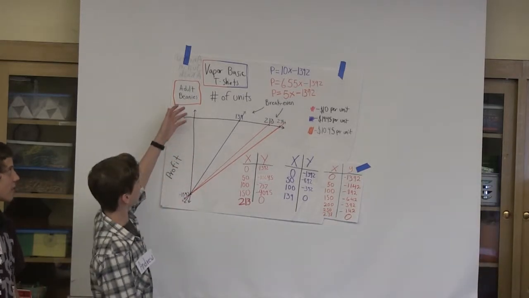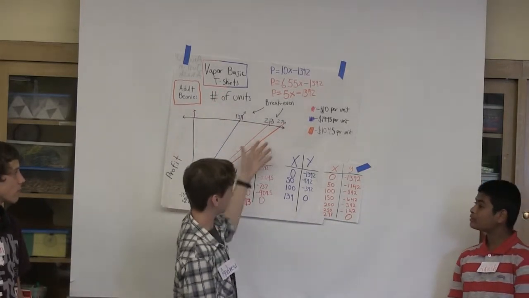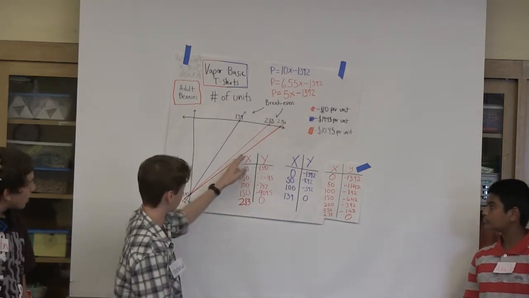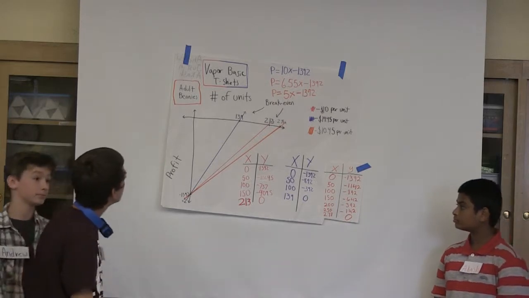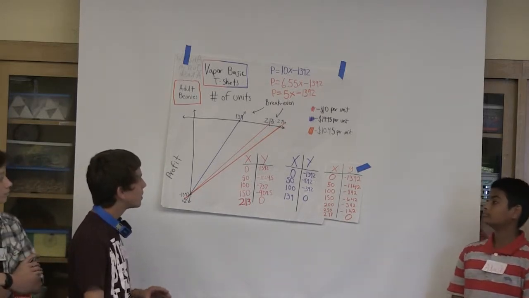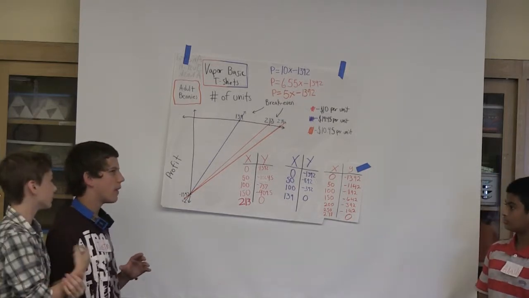Okay, so we're selling Vapor Basic T-shirts, and that's the blue, anything in blue and red, and then the adult beanies is the orange. The original price for Vapor Basic T-shirts is going to be $14.45.